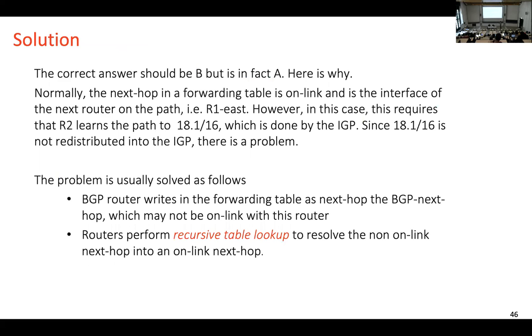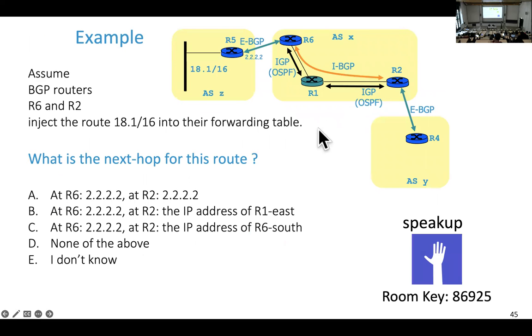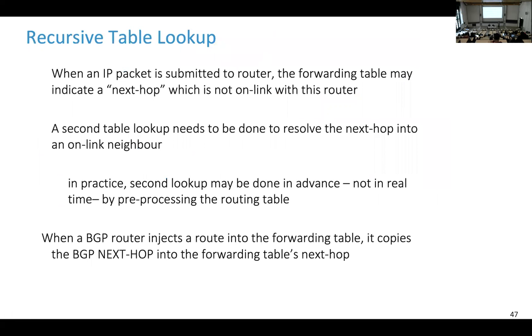In fact, what happens is that R2 puts exactly what it has learned through BGP. So what R2 learns through BGP is that there is a path that goes here, and the next hop is 222. It will put it exactly as is in its forwarding table. Therefore, the next hop would be 222. But that creates a problem, right? Because whenever R2 wants to send some packet to this destination, if you look at its forwarding table, the interface is missing because this IP address is not on link.